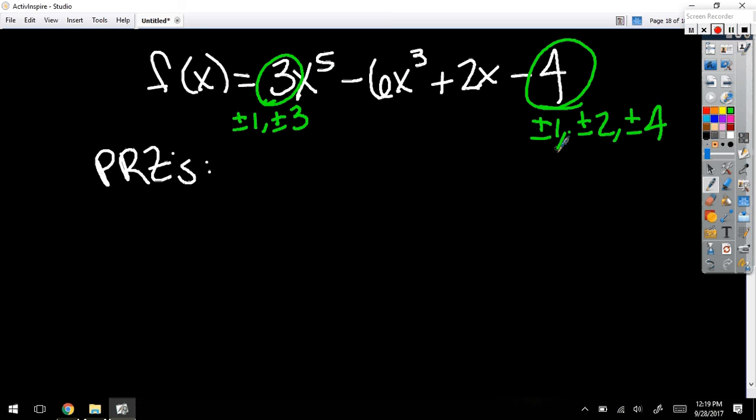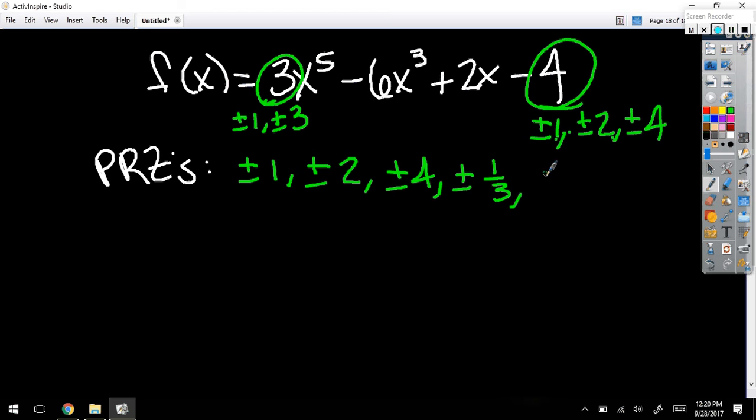Looking confused? So if you want to do it like this, 1 divided by 1, 1 divided by 3. 2 divided by 1, 2 divided by 3. 4 divided by 1, 4 divided by 3. Oh, that's all it is? You can do it that way. I just like to divide everything by 1 and then divide everything by 3. The order's not that important. It's just that you come back with the same possibilities.